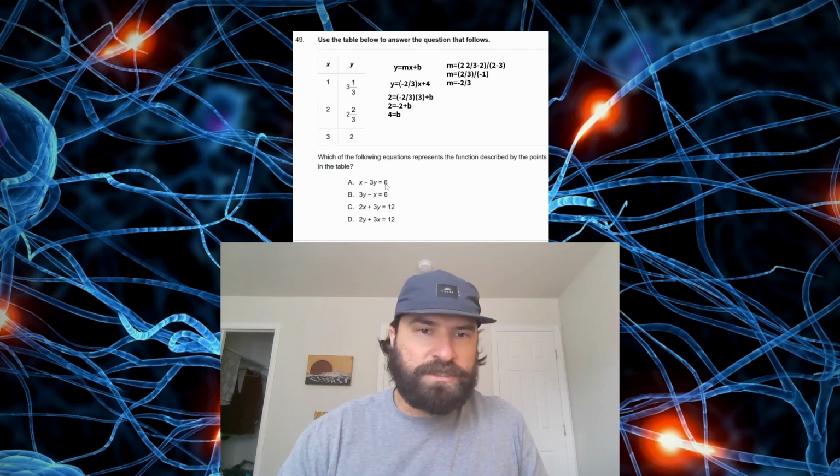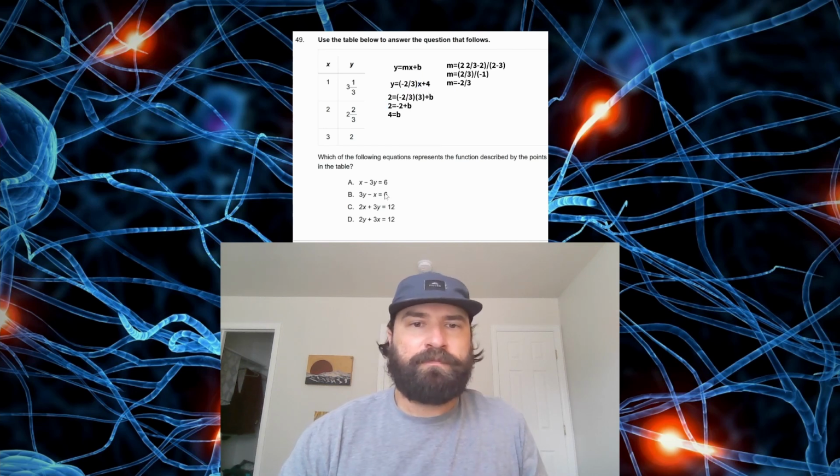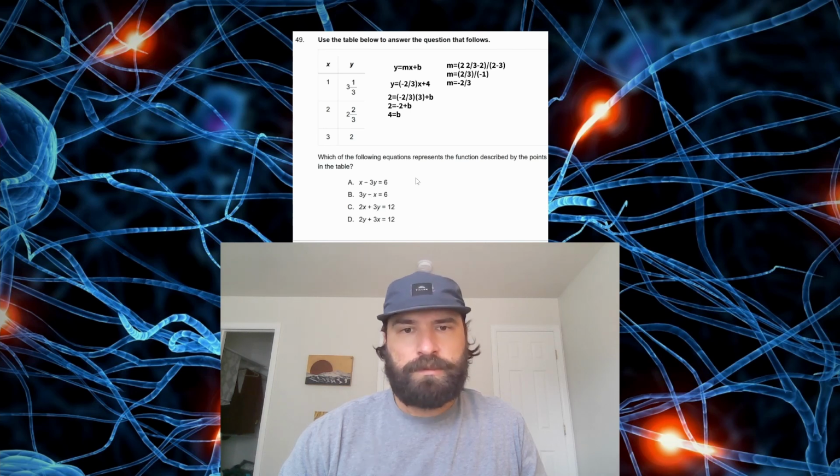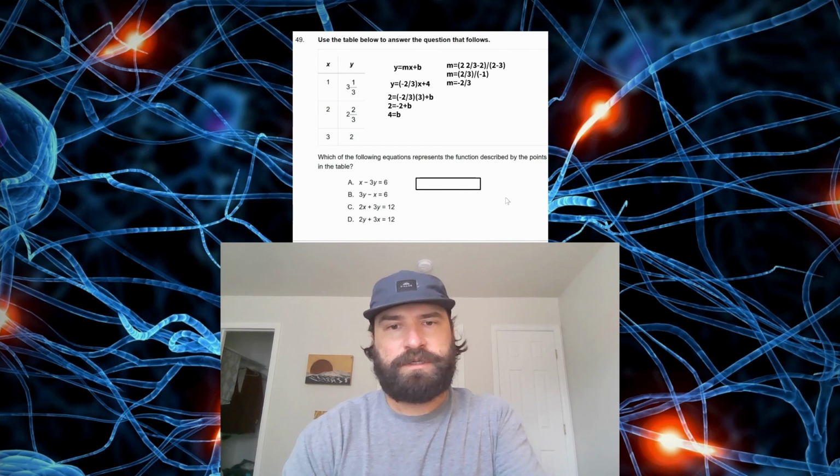So none of these equations look like that, but we can manipulate them in order to make it look like that. So I know our slope needs to be -2/3, so I'm more inclined to try C or D, because they have these 2's and 3's on the y's and the x's. I don't think A and B are going to give us a slope of -2/3, so I'm going to go straight to C and D. So let's try C and see if that works.